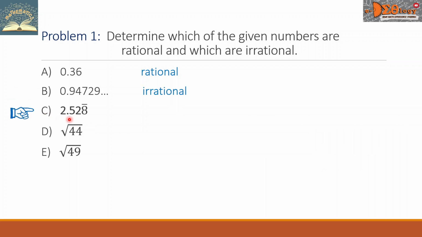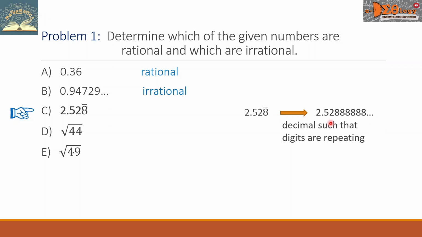Letter C, 2.528, but there is a bar on top of 8. We can rewrite this expression just like this. So we repeat the number 8 continuously up to infinity. Then we write this ... at the end. So this is a decimal that digits are repeating. So this is a rational number.